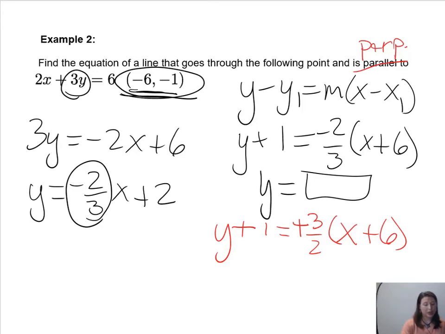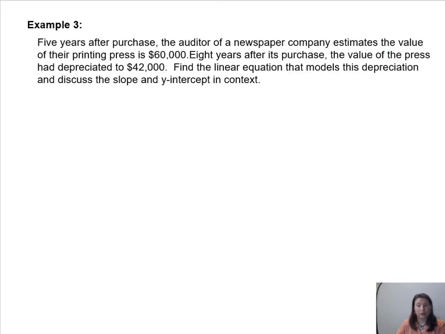Okay, so next, let's look at one last example, kind of a word problem approach to putting information about a line. So 5 years after purchase, the auditor of a newspaper company estimates the value of their printing press is $60,000. Okay, so we have pieces of information there, but let's continue reading. 8 years after its purchase, the value of the press had depreciated to $42,000.